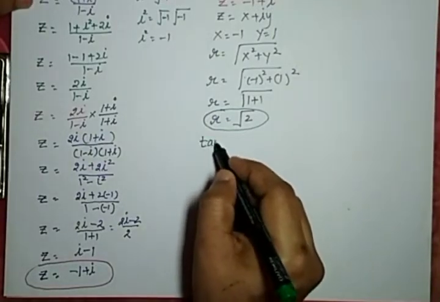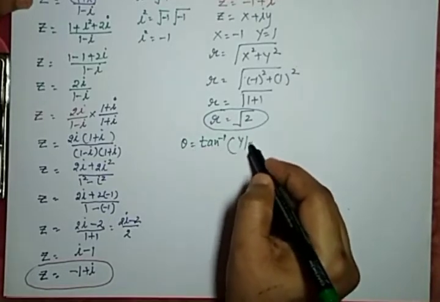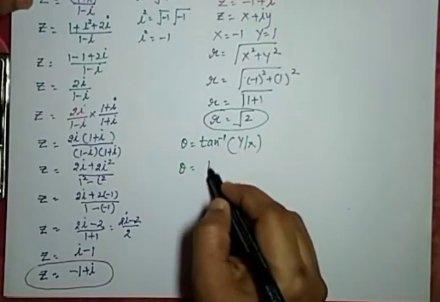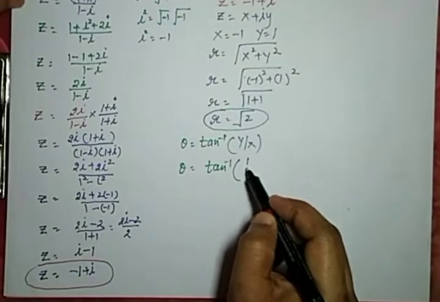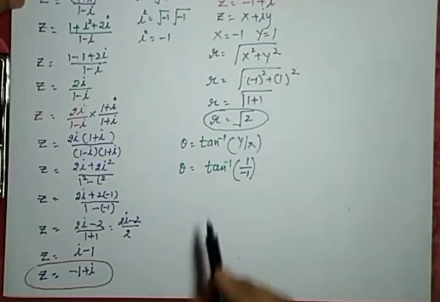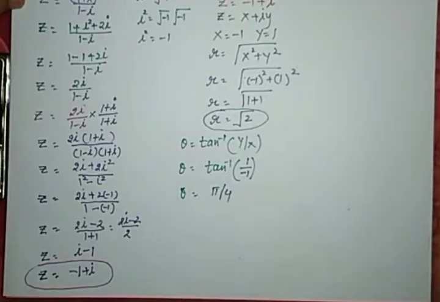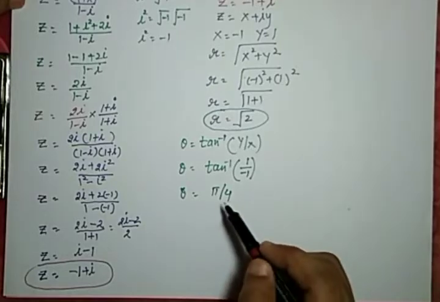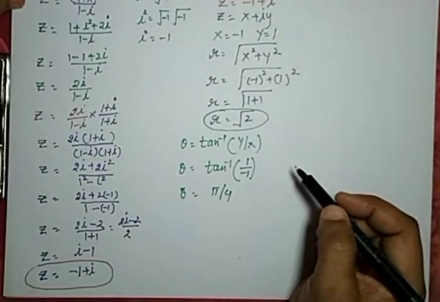argument. Theta is equal to tan inverse of y by x. y is 1, x is minus 1. So theta is equal to pi by 4. Okay, theta is equal to pi by 4. This is only our argument. We want to find out the principal argument.